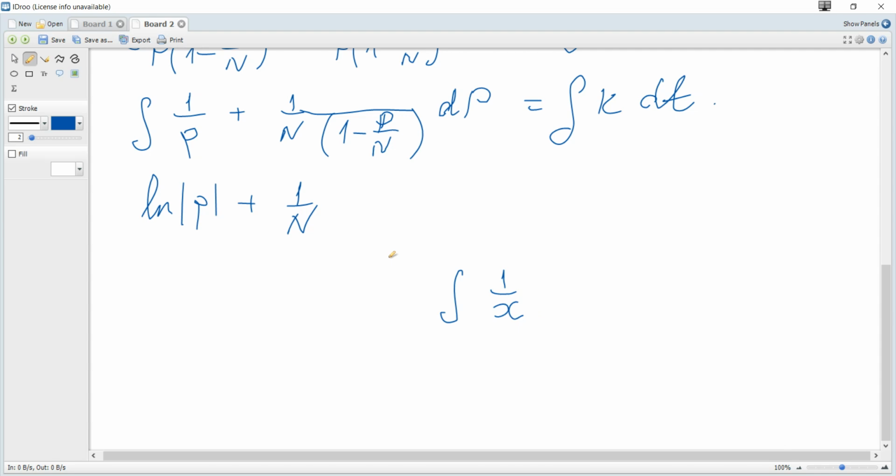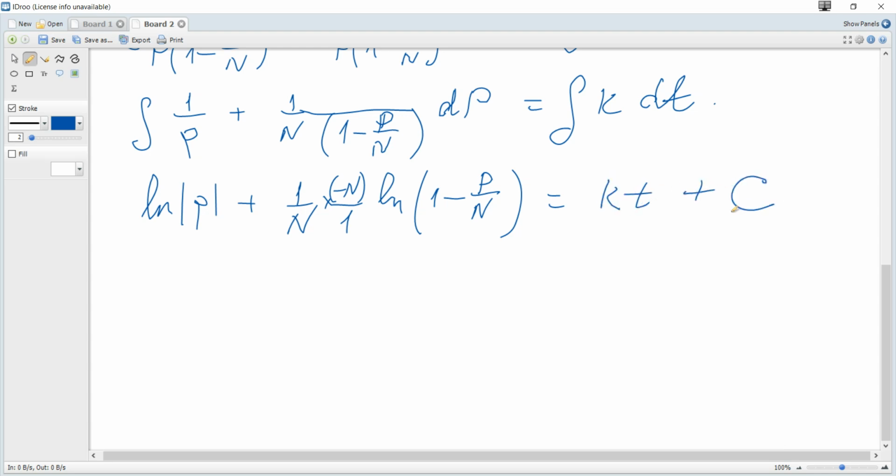So it becomes ln of 1 minus P over N, and a here is minus 1 over N, and we should multiply by 1 over a, 1 over minus 1 over N. So finally it's minus N in the numerator, and this is equal to just kt plus a constant. And we can see, also in general it's the absolute value, but population is positive and N is the maximum value of P, and P is always less than N, hence it's also always positive, so we can ignore the absolute value.